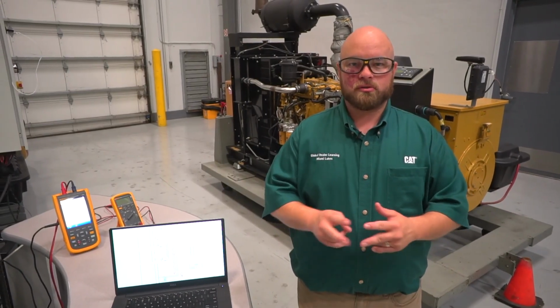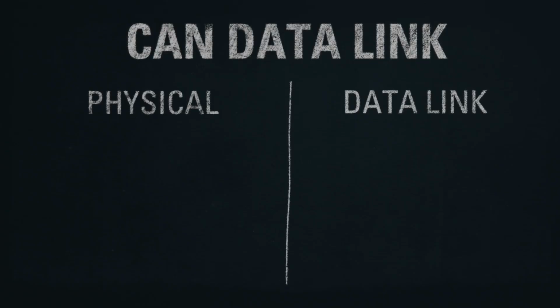We're here again in the Miami Lakes Learning Center, and today we're going to be looking at CAN data links and how to troubleshoot them. When we talk about CAN, the data link itself, there's two main layers that we want to concentrate on: the physical layer and the data link layer.